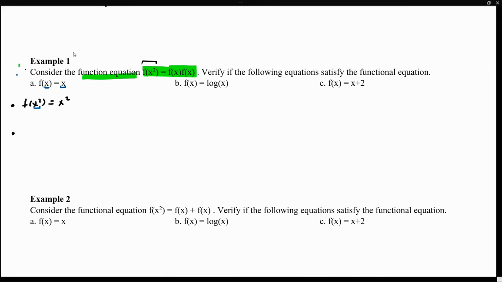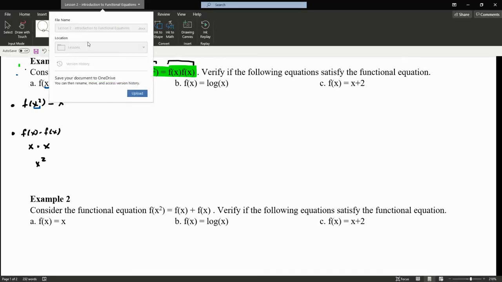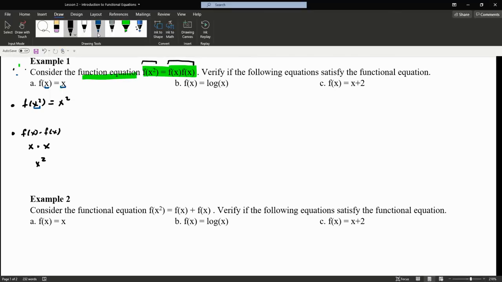Perfect. Now, let's take a look at the right-hand side. What is f of x times f of x? We know that f of x is defined as just x itself, because f of x is equal to x. So every time we see an f of x, we can just substitute it with an x. So here we're going to have x times x, which is definitely x squared. Now notice that we end up with the same expression.